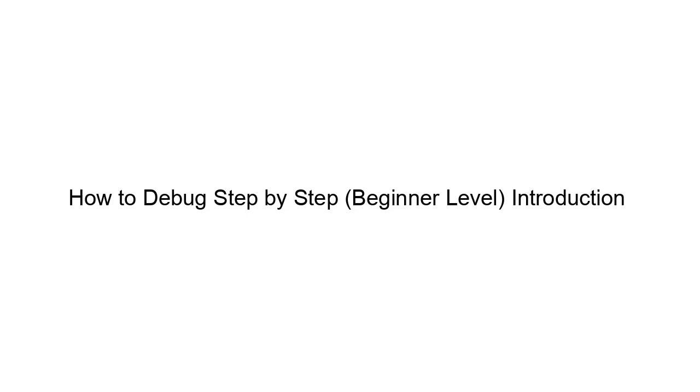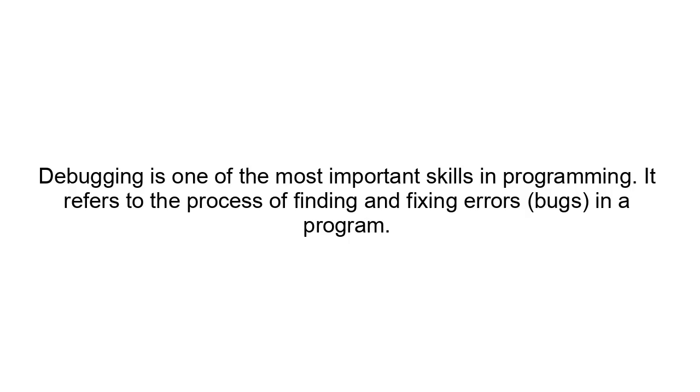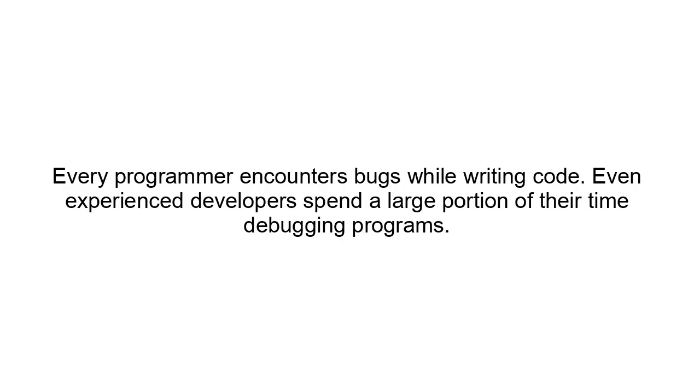How to debug step by step. Beginner level. Introduction. Debugging is one of the most important skills in programming. It refers to the process of finding and fixing errors, bugs, in a program. Every programmer encounters bugs while writing code. Even experienced developers spend a large portion of their time debugging programs.